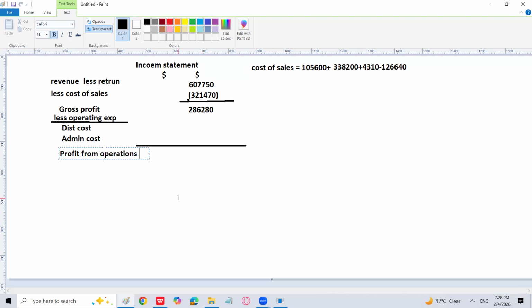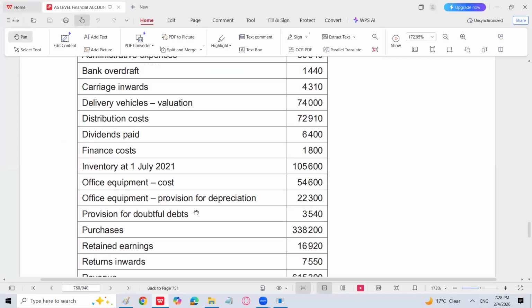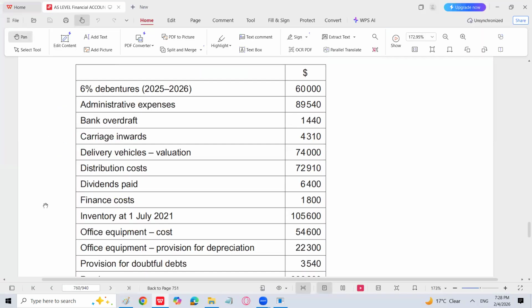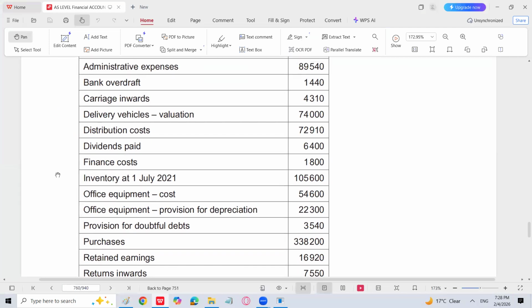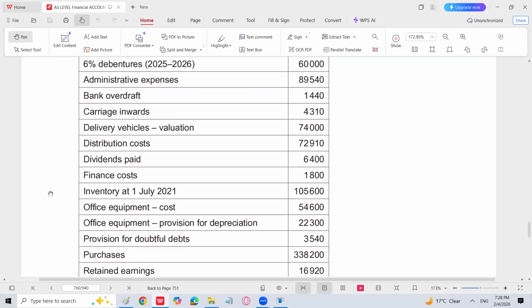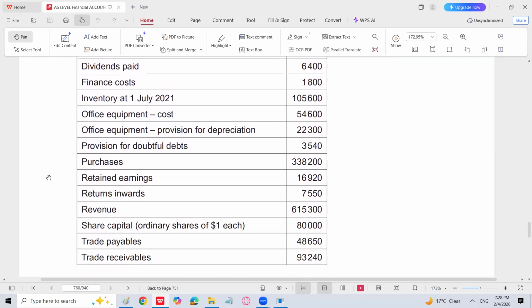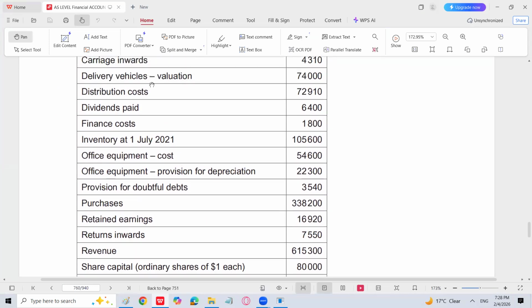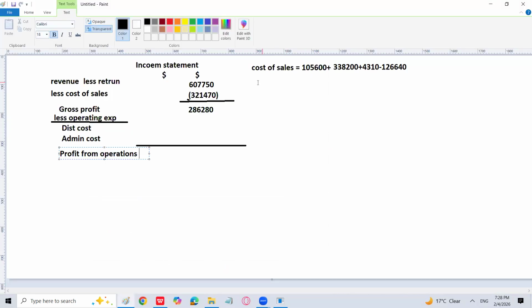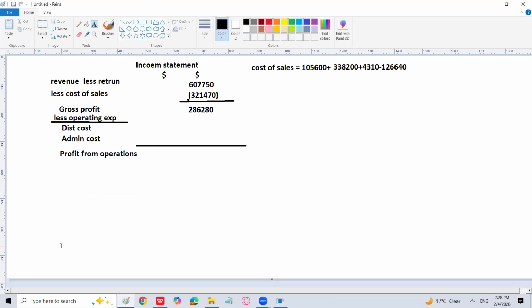Okay, now let's talk about distribution cost first. So carriage inward we have taken. Carriage inward doesn't come in distribution cost. Carriage outward is an expense for delivering the goods to the outlet, so that is going to be the distribution cost. I'm talking about carriage outward. So let's see, where is the distribution cost which is written in the question? Here it is. Distribution cost is 72,910. So I will write here. I'll go with the calculation now under here.